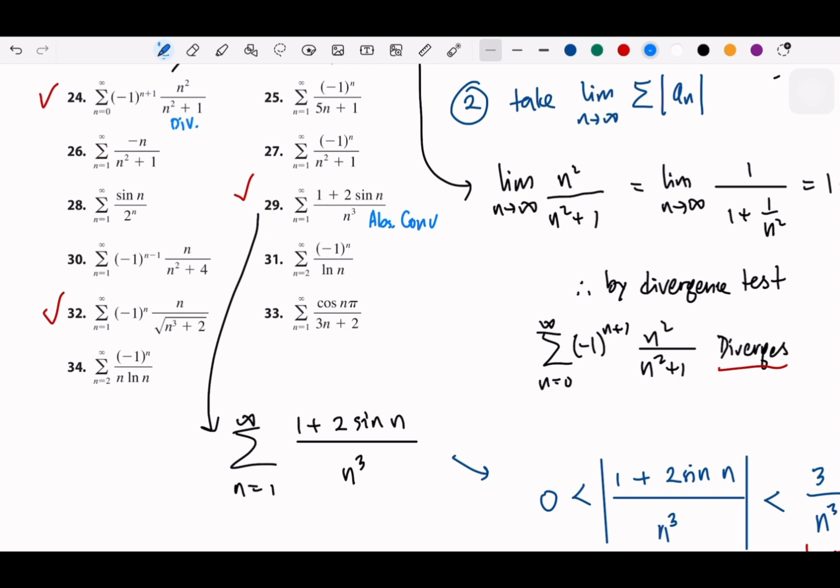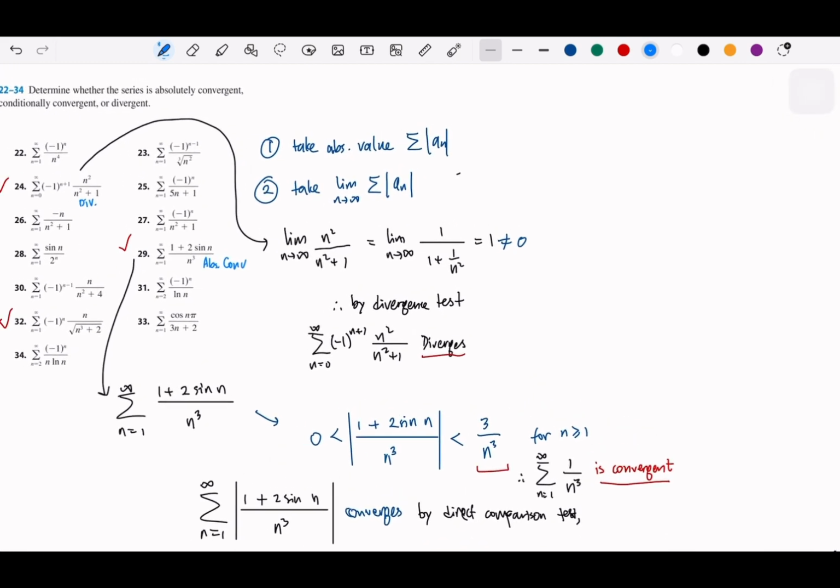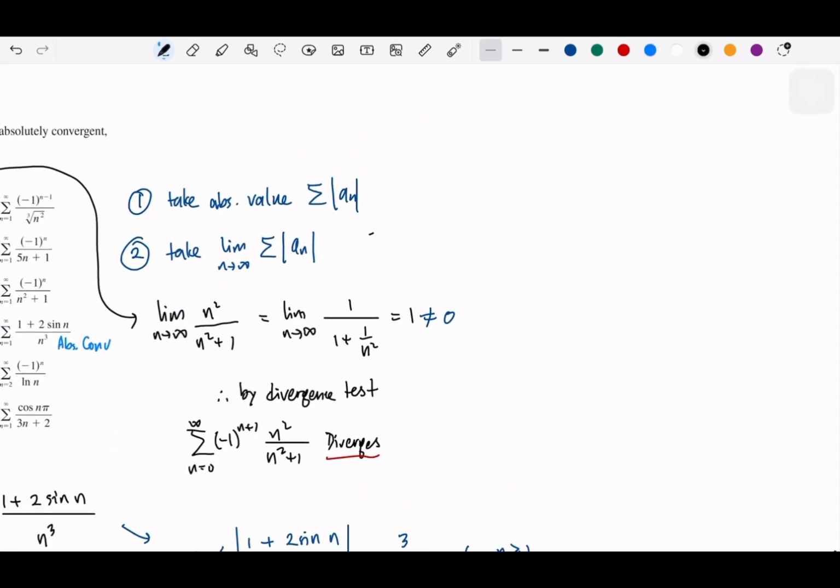But the question is asking absolutely convergent or conditionally convergent, which means to take the absolute value and then check whether it's going to diverge or converge. If it diverges, then this is conditionally convergent. If it still converges, then it's absolutely convergent. So there's one argument first. Let me write the question again here.